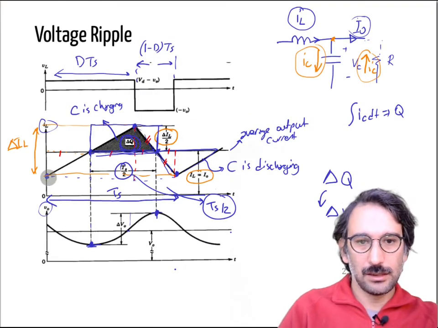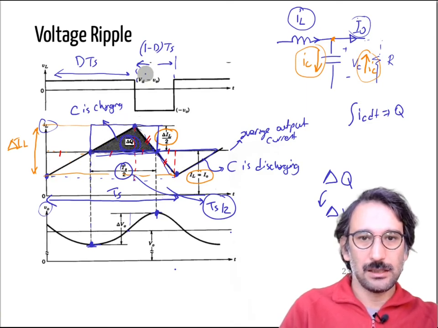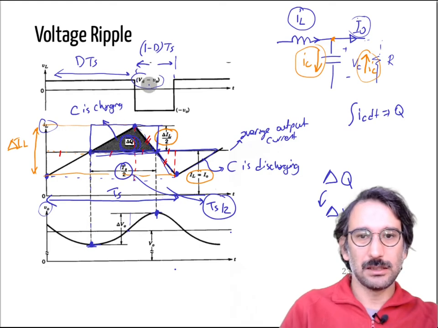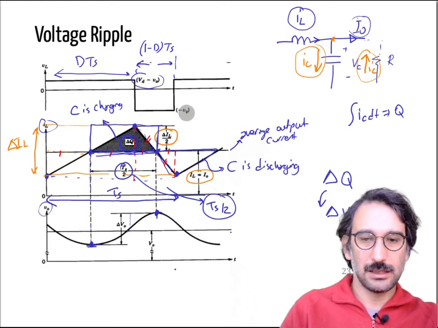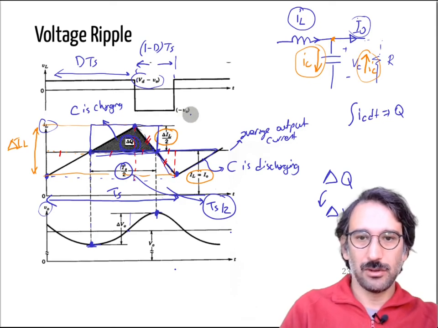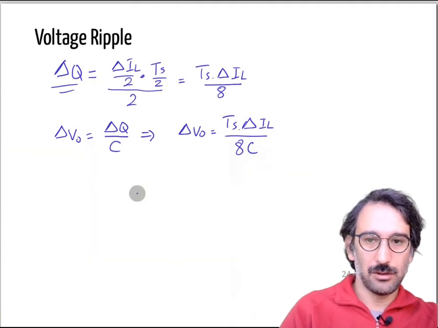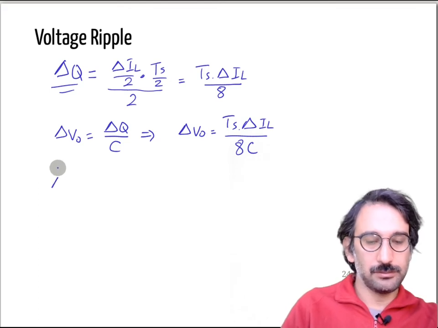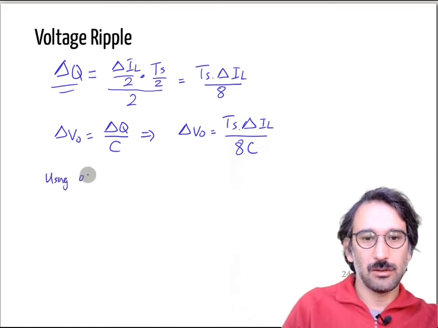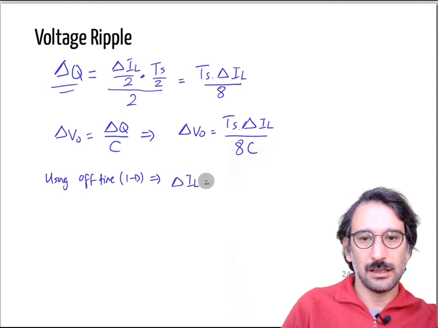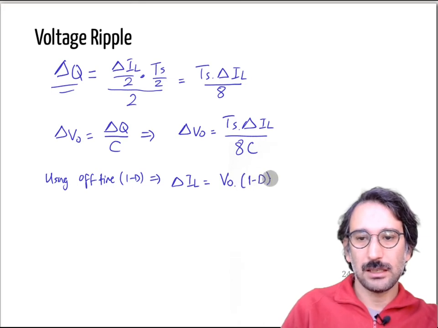So either you can calculate it from the inductor voltage over that area or that area. Here the inductor voltage is Vd minus Vo, and here it is minus Vo. Let's write it in terms of Vo, because then it will be easier to take a relation between Vo and delta Vo. So I can write, using the off time, in other words (1 minus D) times the period, delta IL is equal to Vo times (1 minus D) Ts.